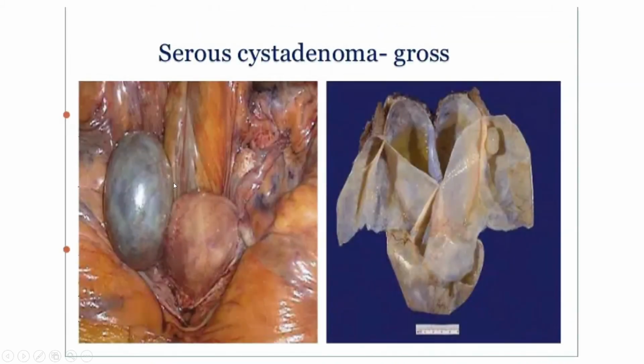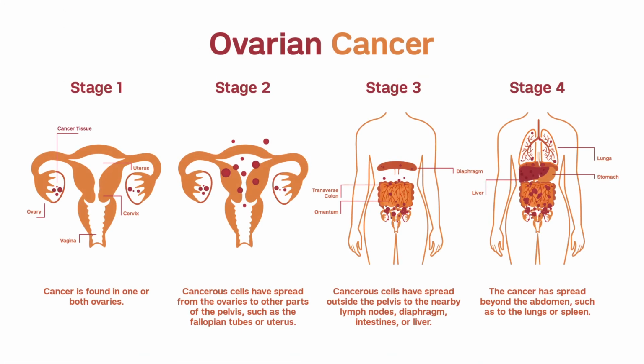This is the serous cystoma gross. This is the gross appearance of the serous cystadenoma. This is the gross picture of the cystoma like cancer. Ovarian cancer. So here we talk about the stages of ovarian cancer. Basically we have four stages of ovarian cancer.